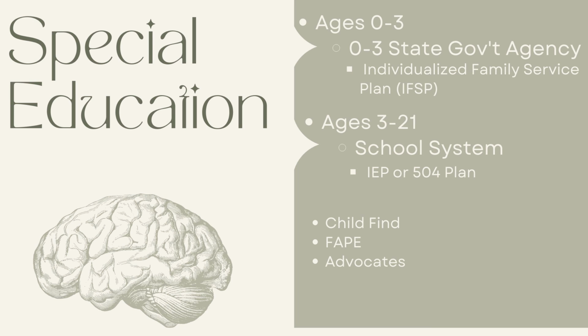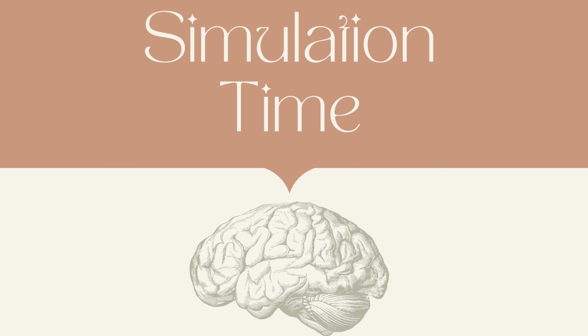Special education. The Individuals with Disabilities Education Act, IDEA, was enacted to protect students with disabilities from marginalization and denial of an education. Children from the ages of 0 to 22 are protected by the IDEA. Child Find requires school districts to find and identify all students with disabilities. These include students in private schools. And the FAPE, Free and Appropriate Education. And there are also advocates who are trained in special education law and can help families navigate the IEP and 504 process.